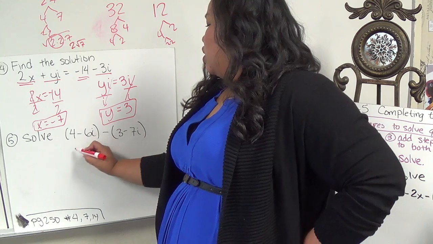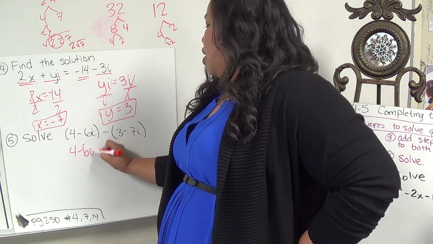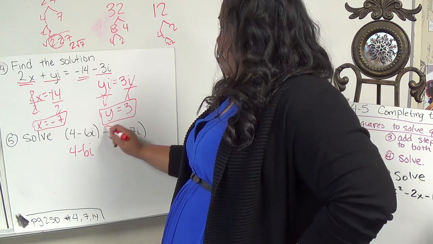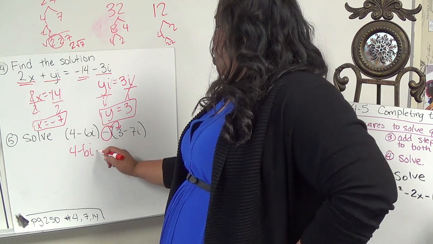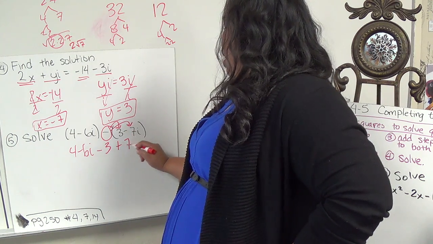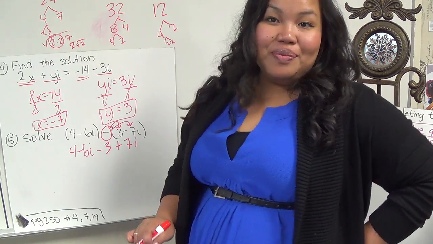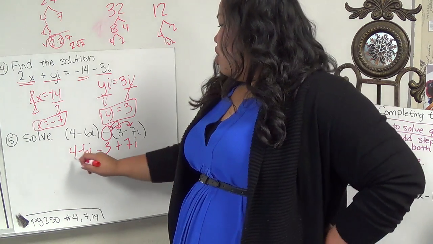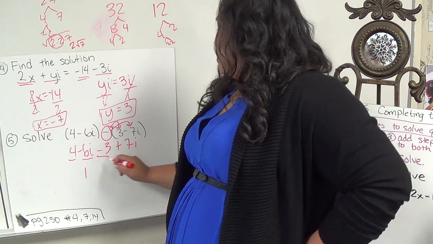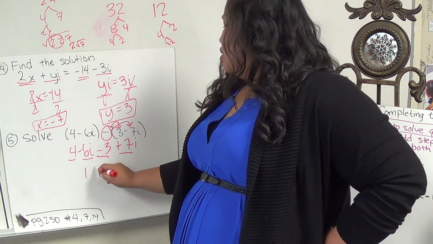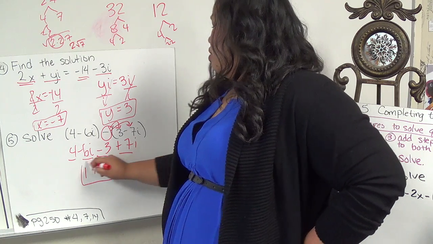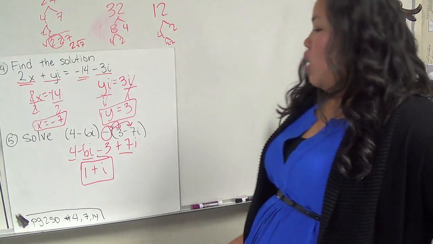And what I need to do is treat it just like an x or a variable. So I'm going to bring this down, take this side, I'm going to distribute. So negative 3 and then plus 7i. Okay, then I'm going to combine like terms. 4 minus 3 gives me 1, and negative 6 plus 7 gives me positive i, or 1i, doesn't matter. So my answer is 1 plus i.